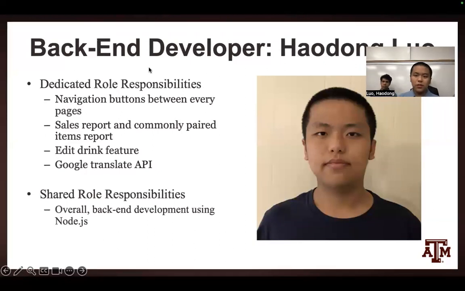Howdy, I'm Stephen Wall, the backend developer, and my responsibilities are navigation buttons, sales report and community period items, edit drink feature, and Google Translate API. I also share a role with backend development with Jack.